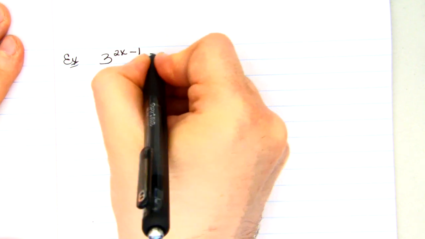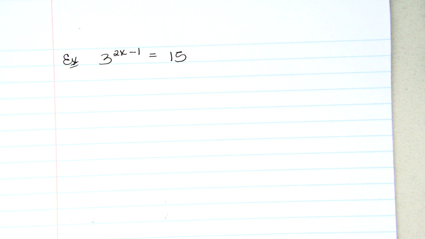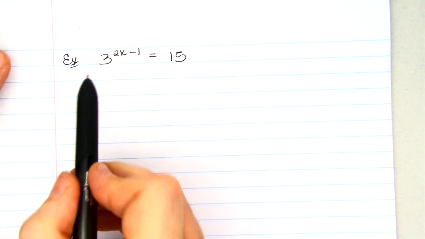Let's look at 3 raised to the 2x minus 1 equals 15. To solve this one, I'm going to make use of my inverse properties. And here's where this might look a little bit different than how you dealt with this last year, but I kind of need this inverse idea for some of the equations coming tomorrow. So stick with me on this.